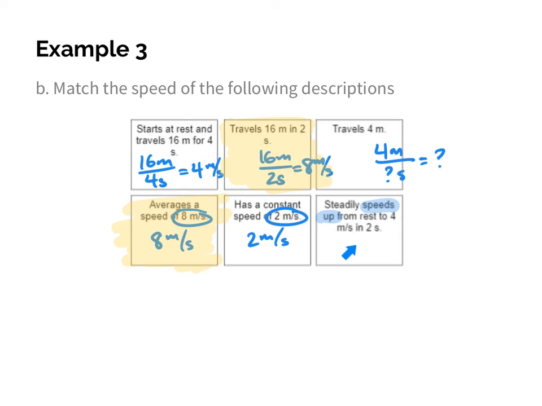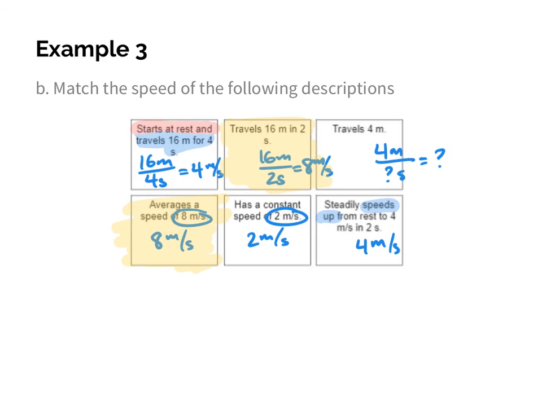And then the last one, a little sassy here, it says it steadily speeds up from 4 meters per second in 2 seconds. Now, right away, that does not match what I had highlighted in yellow. However, you'll see that you are given the speed of 4 meters per second. So I wanted you guys to see this. Notice that this says that it's speeding up. And I want you to notice the first box also says starts at rest and travels 16 meters in 4 seconds. So if you start from rest, that means you're not moving, and you go to 4 meters per second, that also means you're speeding up.